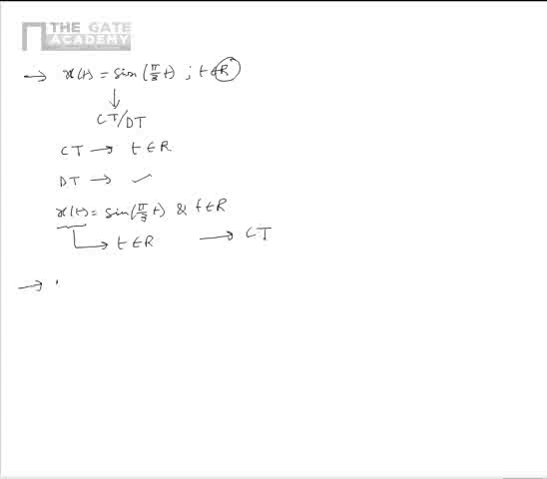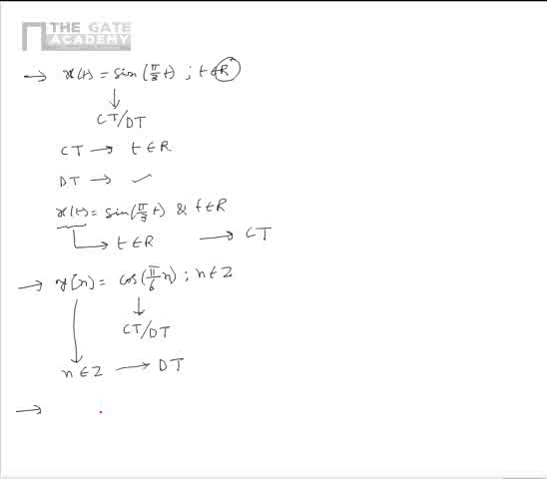Now similarly we will consider another signal y of n is equal to cos pi by 6n. Here n belongs to Z. We have to find if the signal is continuous time or discrete time. By the nature of the signal, y of n is defined only at specific instances of time, that is for n belongs to Z. So the signal y of n is a discrete time signal.